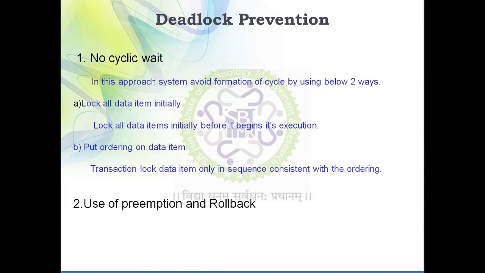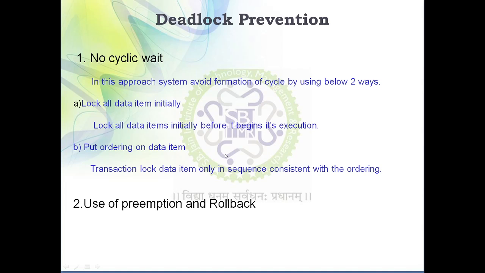Now next we talk about deadlock prevention. What is a deadlock prevention mechanism? We have seen how to detect a deadlock and what a deadlock is. Now we'll see how to prevent the deadlock. The very first way of preventing a deadlock is no cyclic wait.